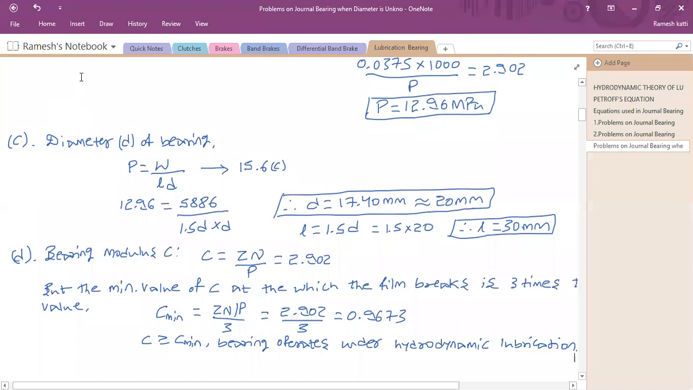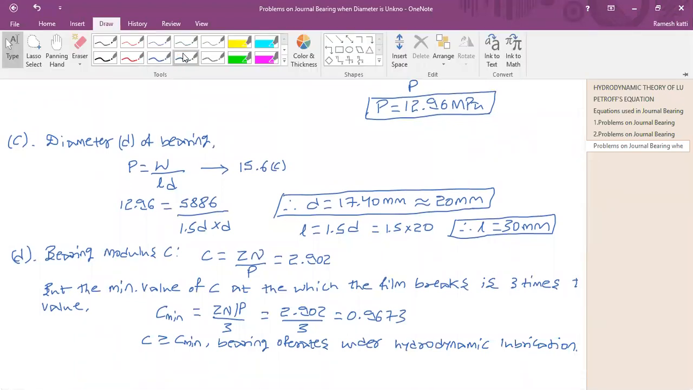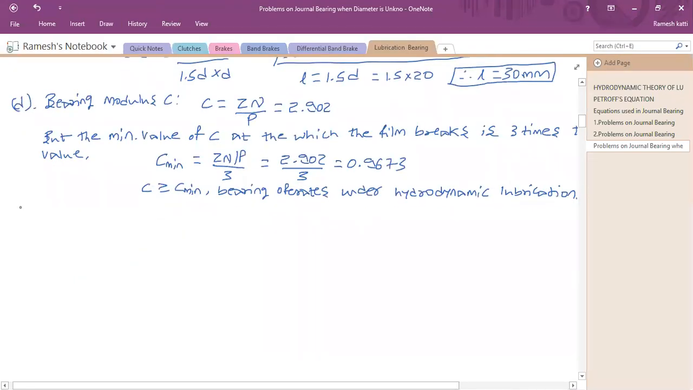After finding this, next we need to calculate the coefficient of friction, or before finding the coefficient of friction, I need to calculate the Summerfield number. The next one is the Summerfield number, and it is denoted by S.